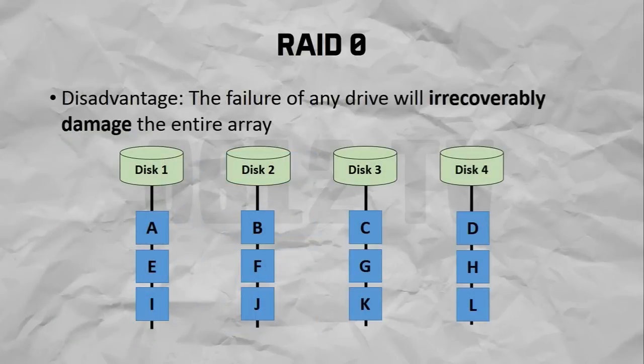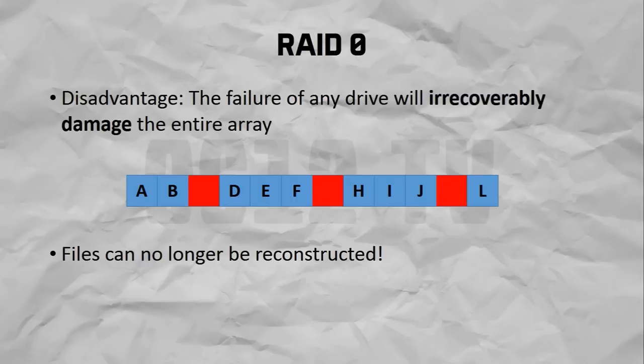Of course, there is one disadvantage, particularly in RAID 0, and that is if any drive fails, the whole array is irrecoverably damaged. The reason for this is, well, we can no longer reconstruct the file. Certain areas of the file are lost, and there is no mechanism to help you combat this problem. So yeah, that's RAID 0. While it is powerful and has its advantages, this is one major disadvantage, and that's why other RAID levels also exist.